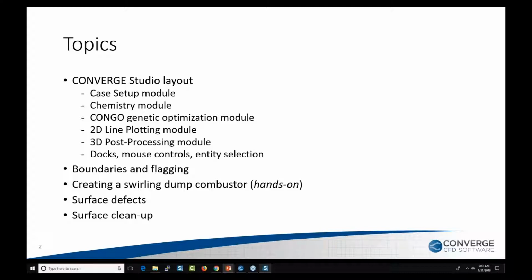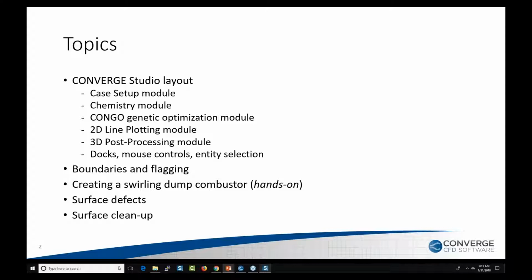So these are the following topics which I'm planning to cover today. I will start with the CONVERGE layout for CONVERGE Studio. I will go through the different modules in CONVERGE Studio, which are the case setup module, chemistry module, Congo, 2D line plotting module, and 3D post processing. I will also briefly go over the different docks in CONVERGE Studio and the mouse control options. Then I will go over boundary and flagging. Flagging is a term that we use specific to CONVERGE. It's nothing but assigning triangles to certain predefined boundaries. I will briefly talk over that.